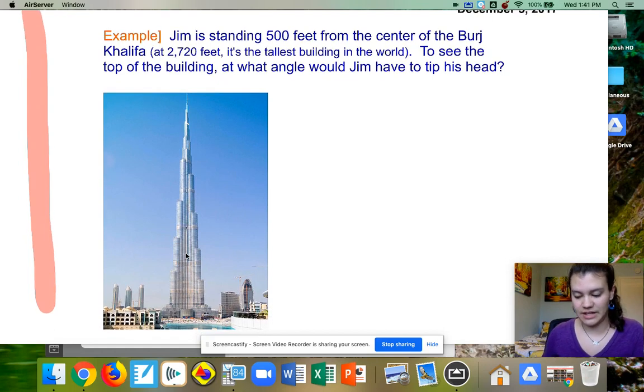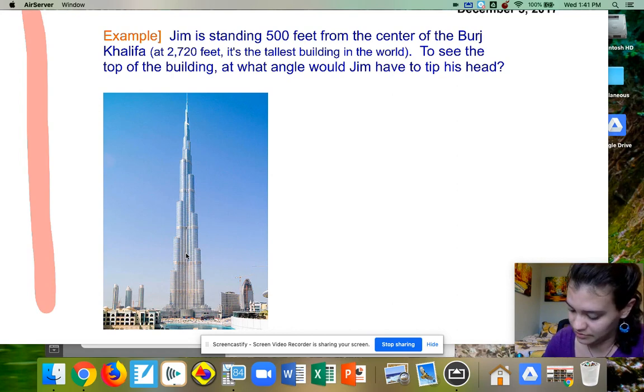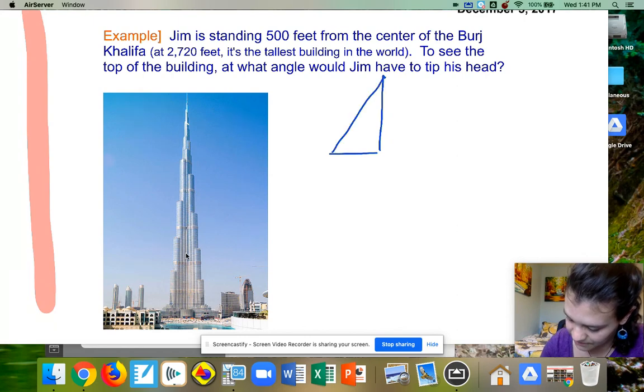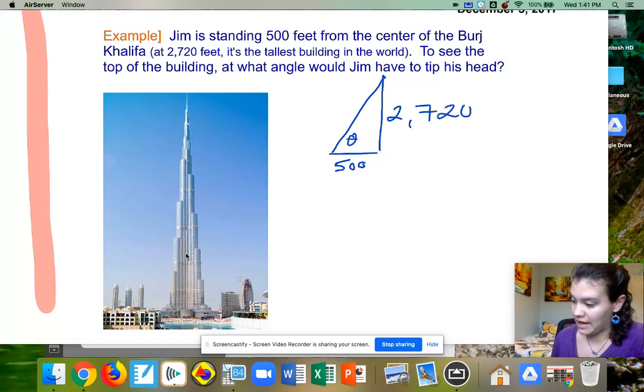So here Jim is standing 500 feet from the center of the Burj Khalifa. And we want to figure out what angle does Jim have to tip his head to see the top. So draw a triangle to visualize this. Doesn't necessarily have to be to scale. So he's 500 feet away. Building is 2,720 feet tall, and we're looking for the angle that he's looking up at.